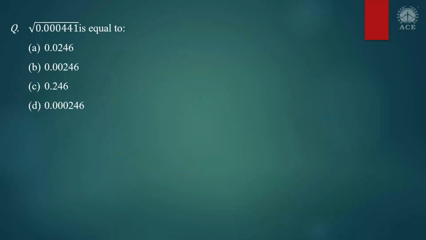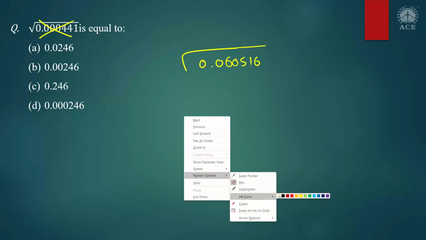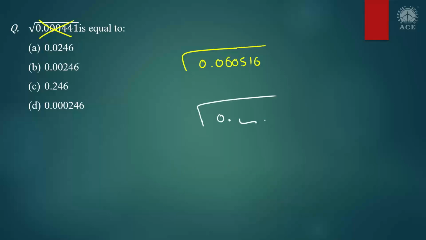Square root. This type of simplifications they are focusing on. This question is a bit different. There is a typo error in the question here. Don't worry. Now here this is 0.060516. So again, just think about this one simple point: after the dot you have 6 digits. When you do square root, after the 0 dot, you have 3 digits only. It's there only in option C.